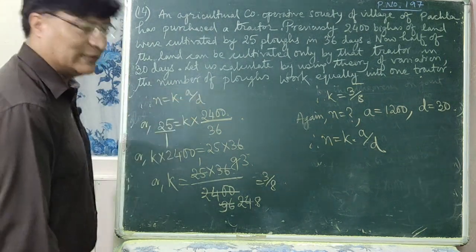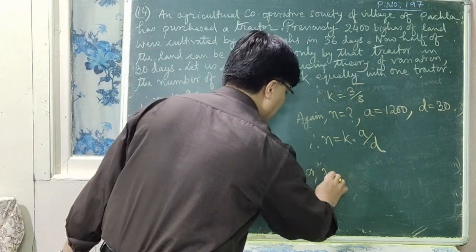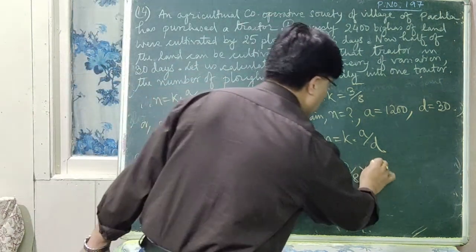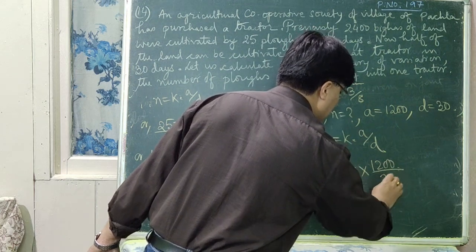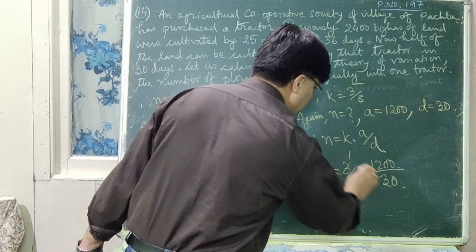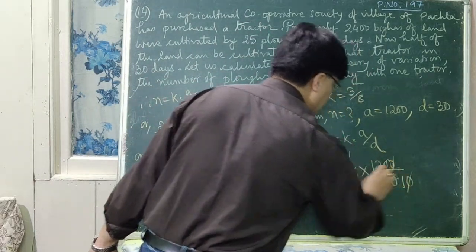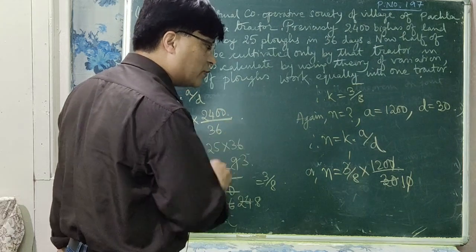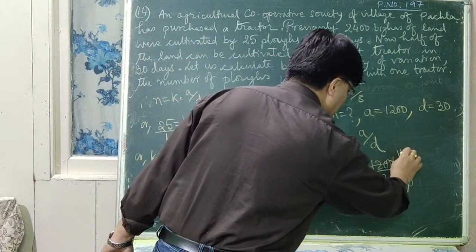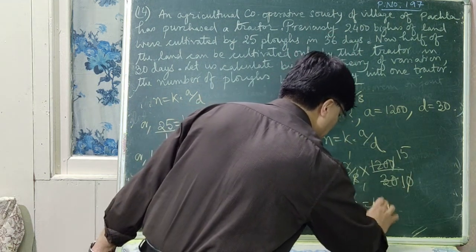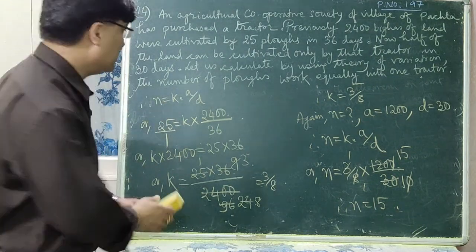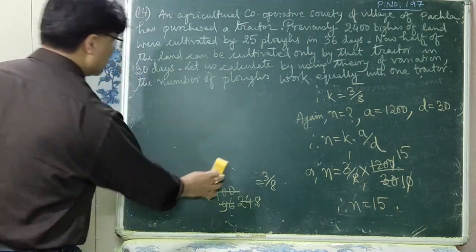So n is equal to k into a upon d. Okay, so n is equal to what is the value for k? It is 3 by 8 into what is the value for a now? It is 1200 divided by d, which is 30. Is that clear? So 3 ones are 3, 3 tens are 30, the zeros get cancelled. 8 into 120 cancels. So 8 ones are 8, 8 fives are 40. That is, n is equal to 15. So the number of plows is 15. Okay. So write down the answer now.